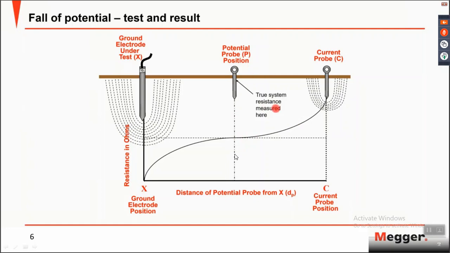And in many cases, you can put this, normally it will be around 62% to get the true measurement, based on many experiences. So it is just for your information.